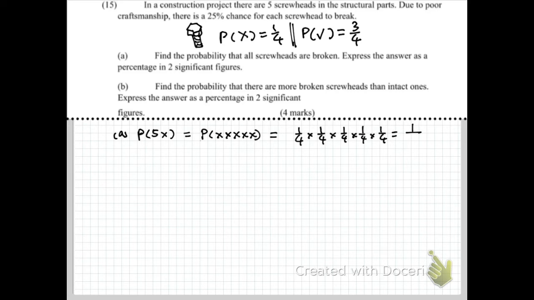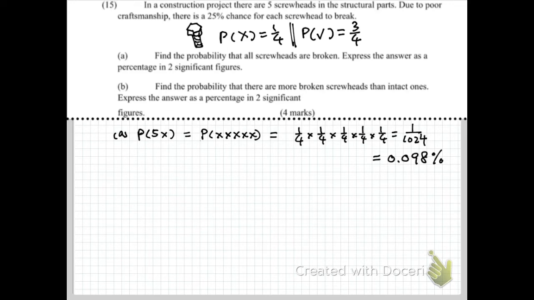Alright, that's 1 over 1024. But I want the answer as a percentage, so I do it on the calculator. 1 divided by 1024 times 100. The answer to 2 significant figures is about 0.1%. 0.098, so 0.1%, right? It's very unlikely to have all 5 screw heads broken.